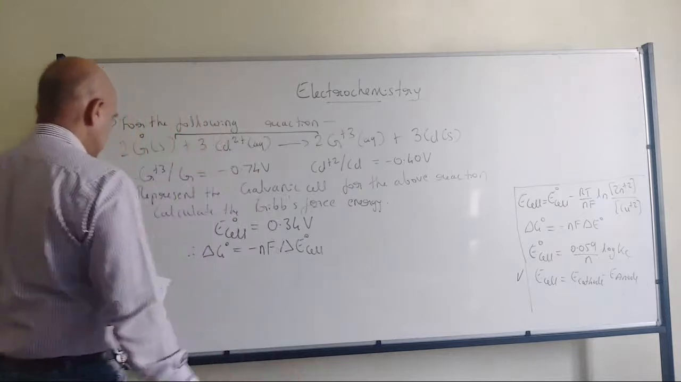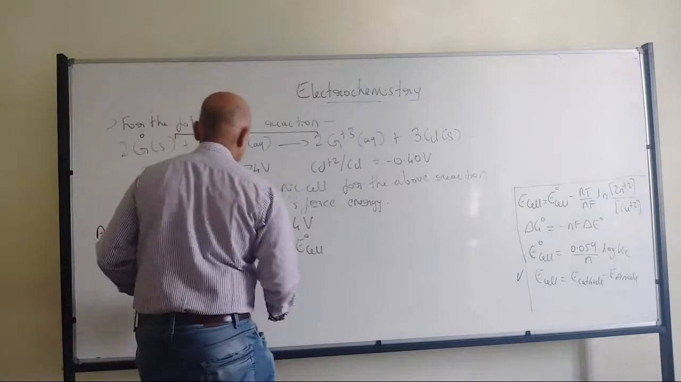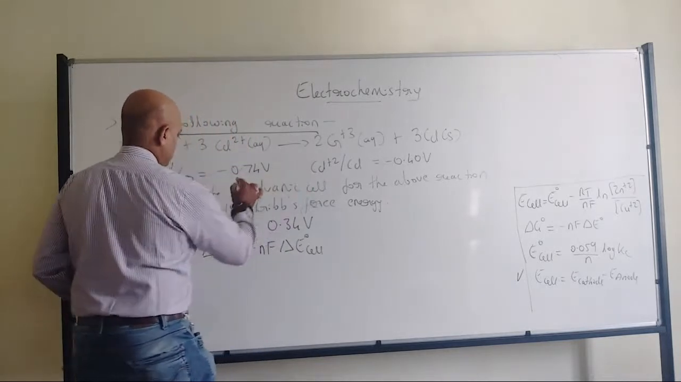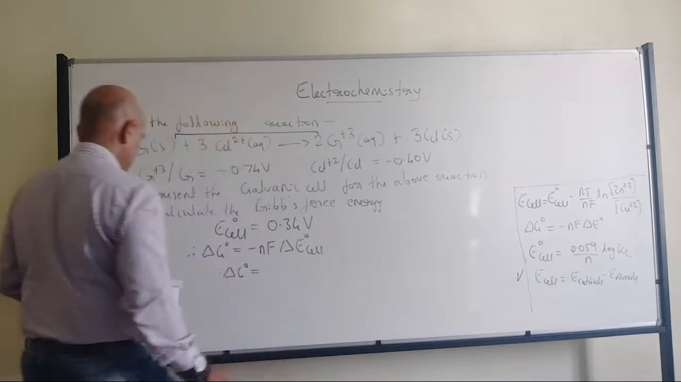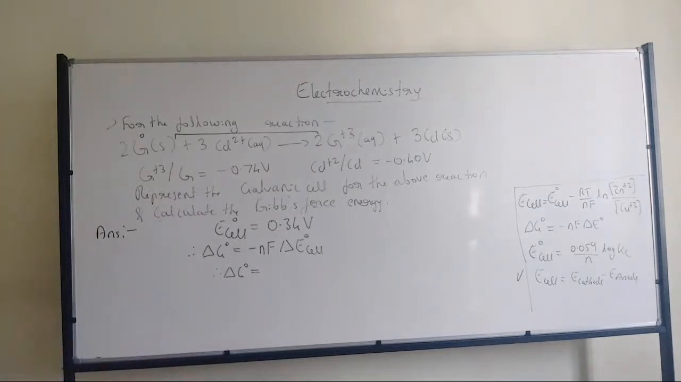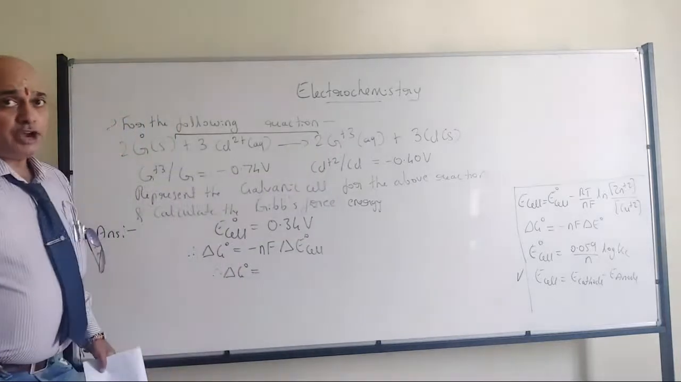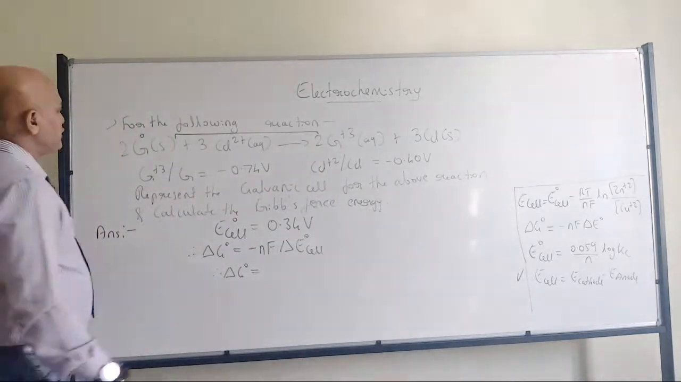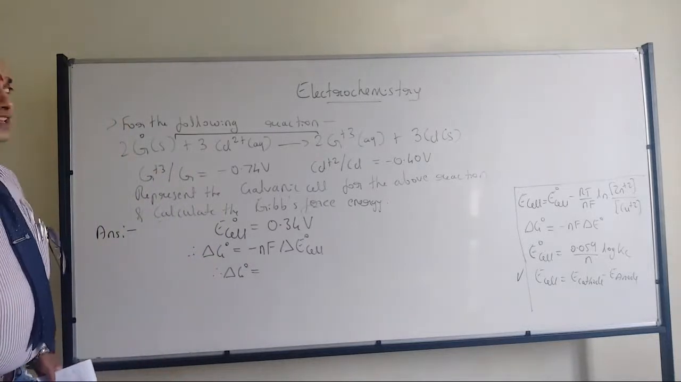Minus nF delta E naught, or you can simply mention it as E naught, because we have calculated based on these two only. So therefore, for delta G naught, what is that n value? That is important. So how many total electrons are involved? For that you have to go back to the balanced equation, whatever they have given.